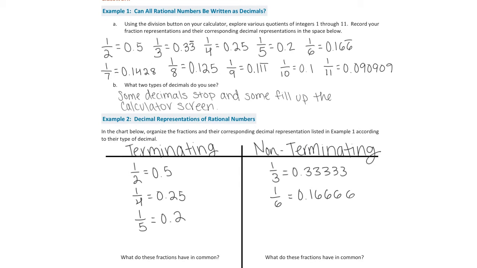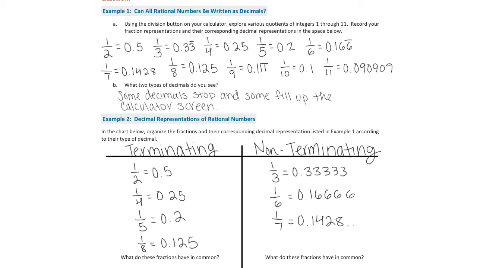What about 1/7? When we typed that into our calculator, we got 0.1428, but the decimals kept going. So that's going to be in our non-terminating column. So 1/7 equals 0.1428 and so on. Let's look at 1/8. 1/8 equals 0.125. Our decimal stopped there, so that is in the terminating column. So we have 1/8 equals 0.125.